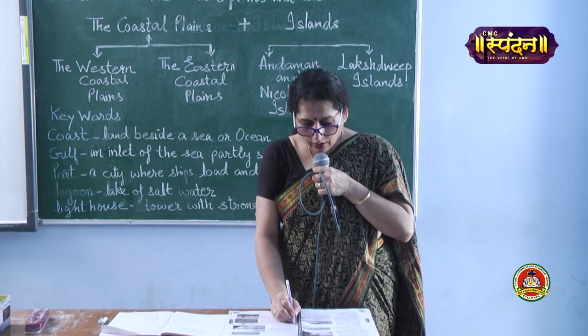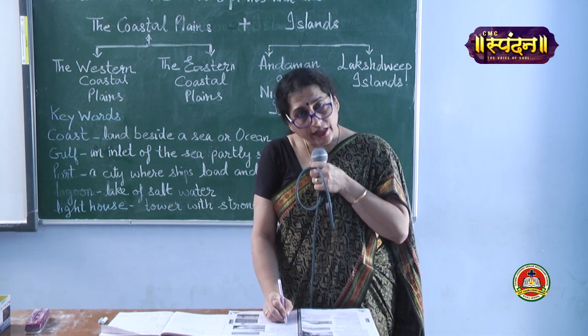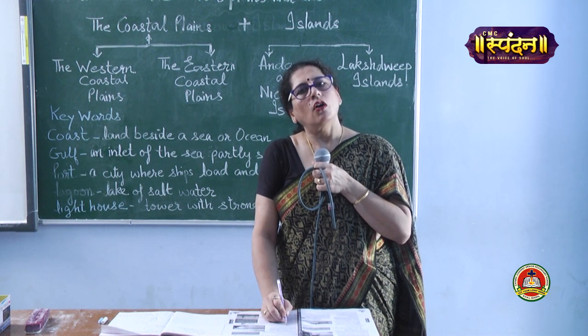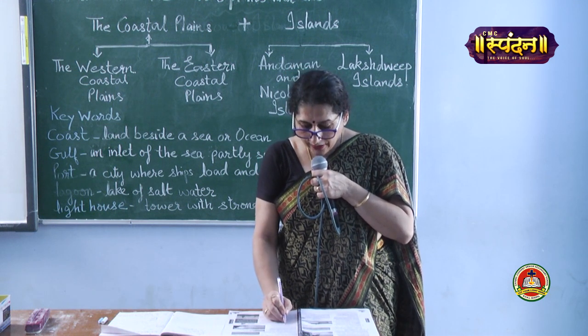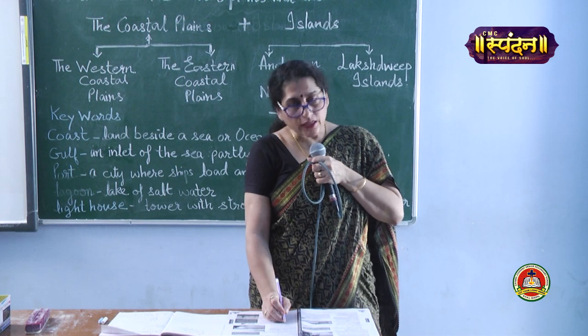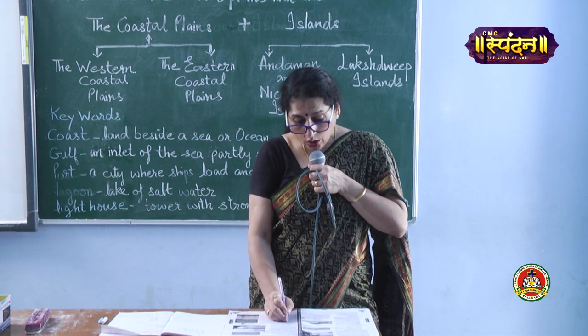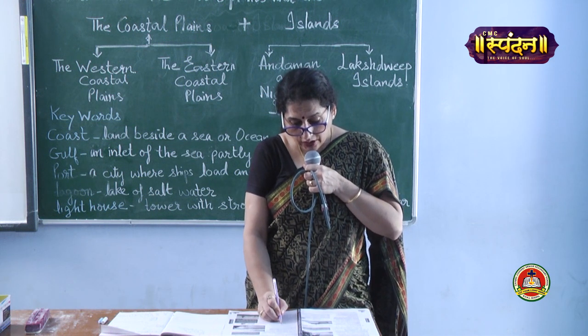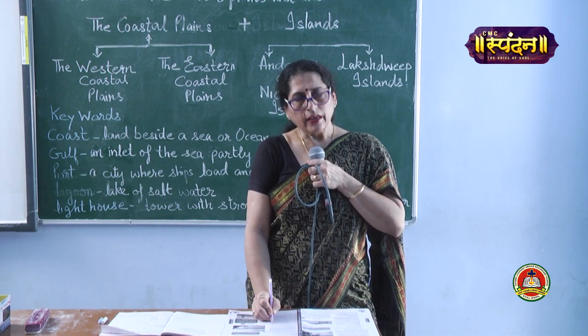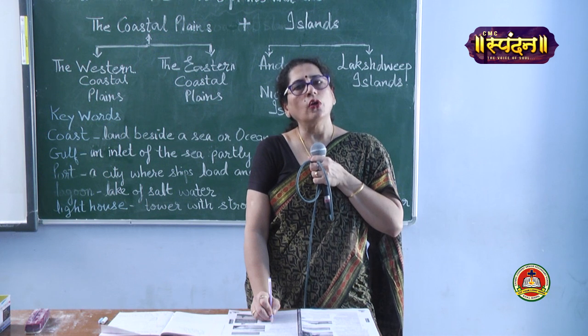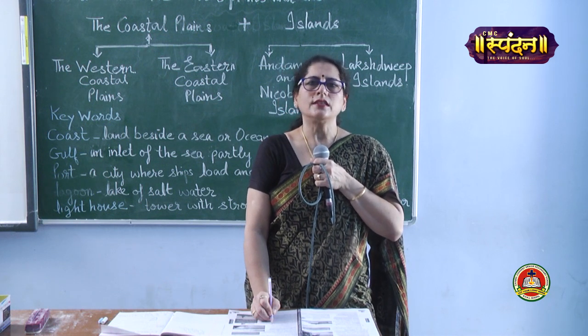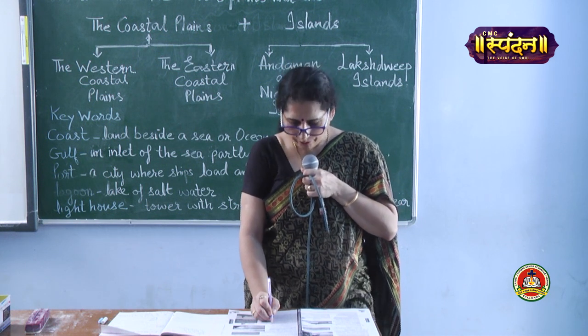The region is very fertile with plenty of water, and this water is very good for growing rice and sugarcane, coconut, cotton and jute, and that is why they are grown in plenty in this eastern coastal region.